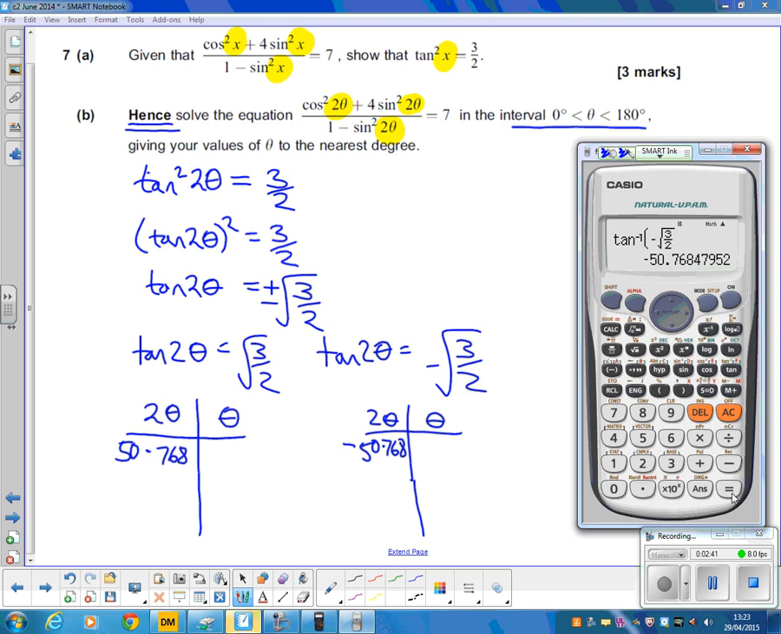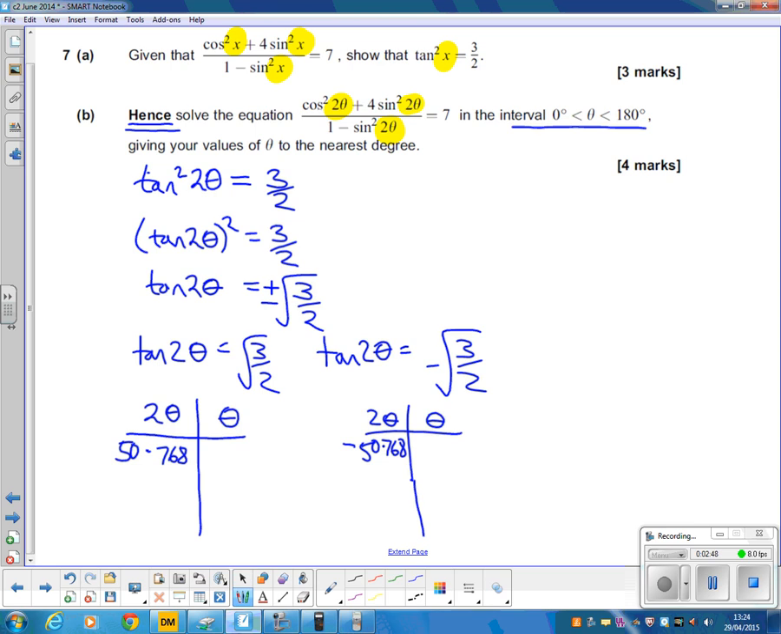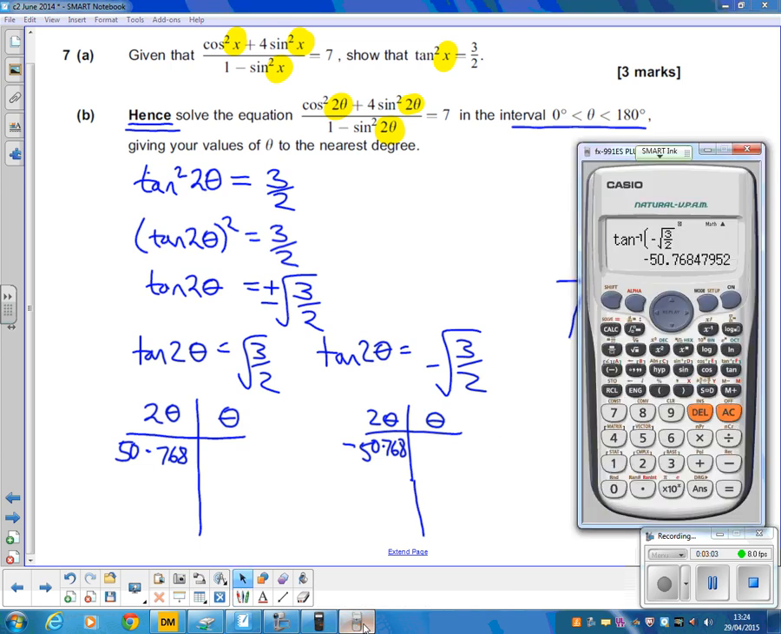Okay, and now we've done that, let's check what the interval is. So it's going from 0 to 180. Now, the calculator only gives us the first solution. We need to remember to find the second solution. So if you remember a tan graph, the way to get more solutions is just to add 180 degrees. So, all I need to do now is take my answer, go back to my previous one, and I'm going to add on 180 degrees.